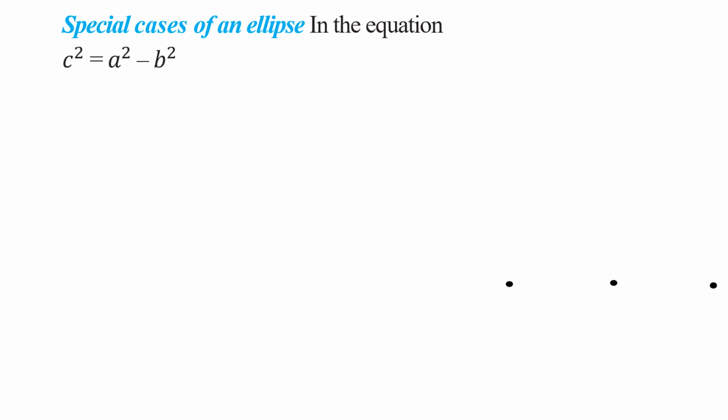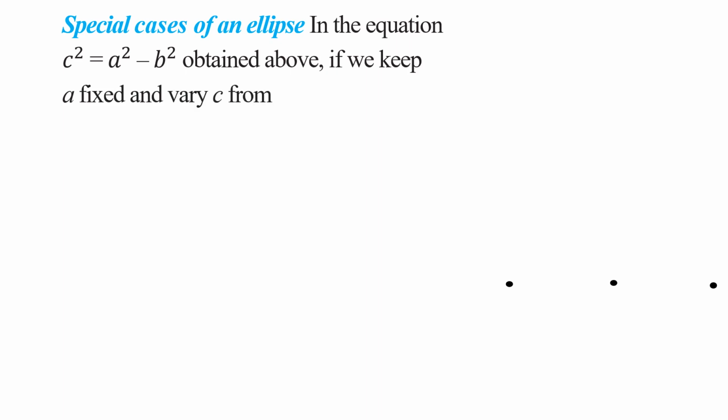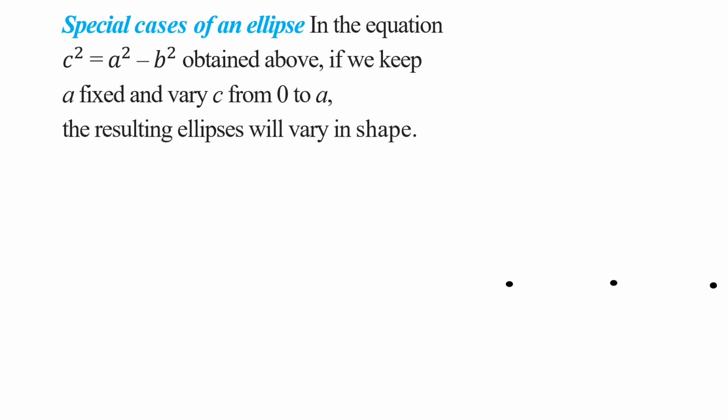In the equation c square is equal to a square minus b square obtained above, we keep a fixed and vary c from 0 to a. Suppose we fix the value of a and change the value of c from 0 to a, then what will happen? Let us see. The resulting ellipses will vary in shape. Then we get two cases as follows.